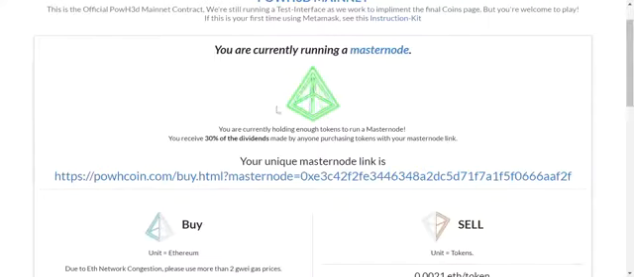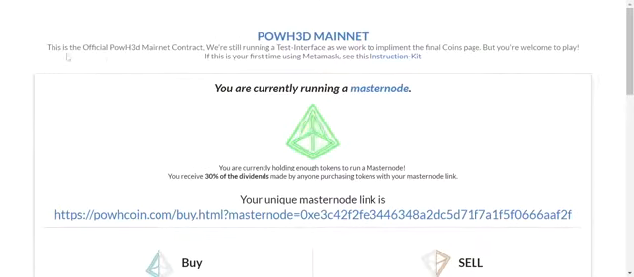The question was, Craig, can you explain Proof of Weak Hands to me in a simple way, the simplest way? So here goes. Here goes me trying to do this. So here is Proof of Weak Hands. This is the official Proof of Weak Hands mainnet contract. We're still running a testnet interface as we work to implement the final coins page.